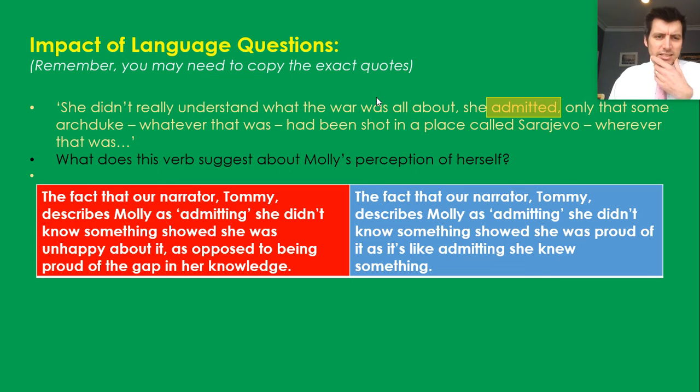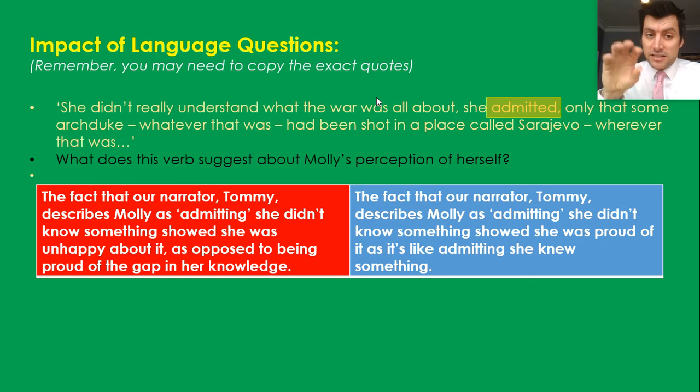So which one of these is better? The fact that she was admitting she didn't know something she was unhappy about, so she was unhappy about it. And the second one says she didn't know something showed she was proud of it. If you admit something, are you proud of it or are you unhappy about it? Let's think. If you admit it, you're saying, I don't feel good about it. I've made a mistake or I feel bad about it.